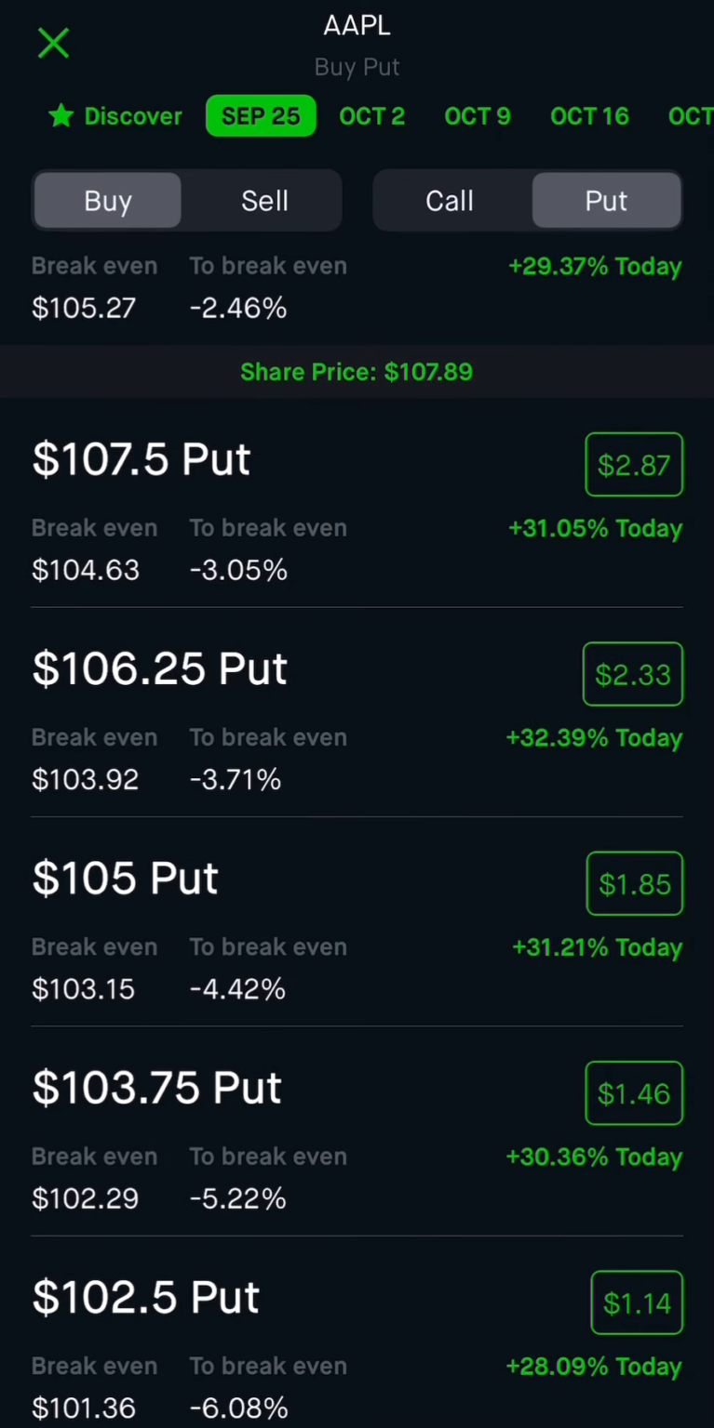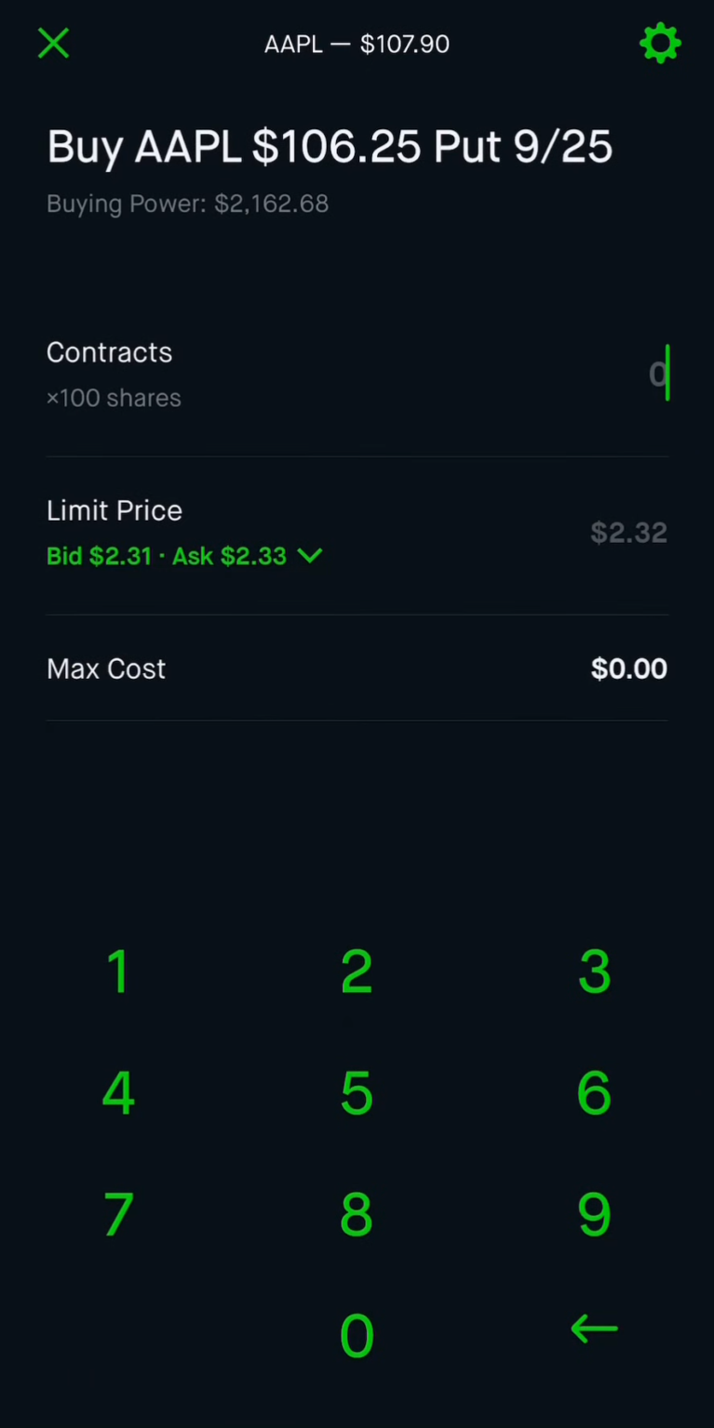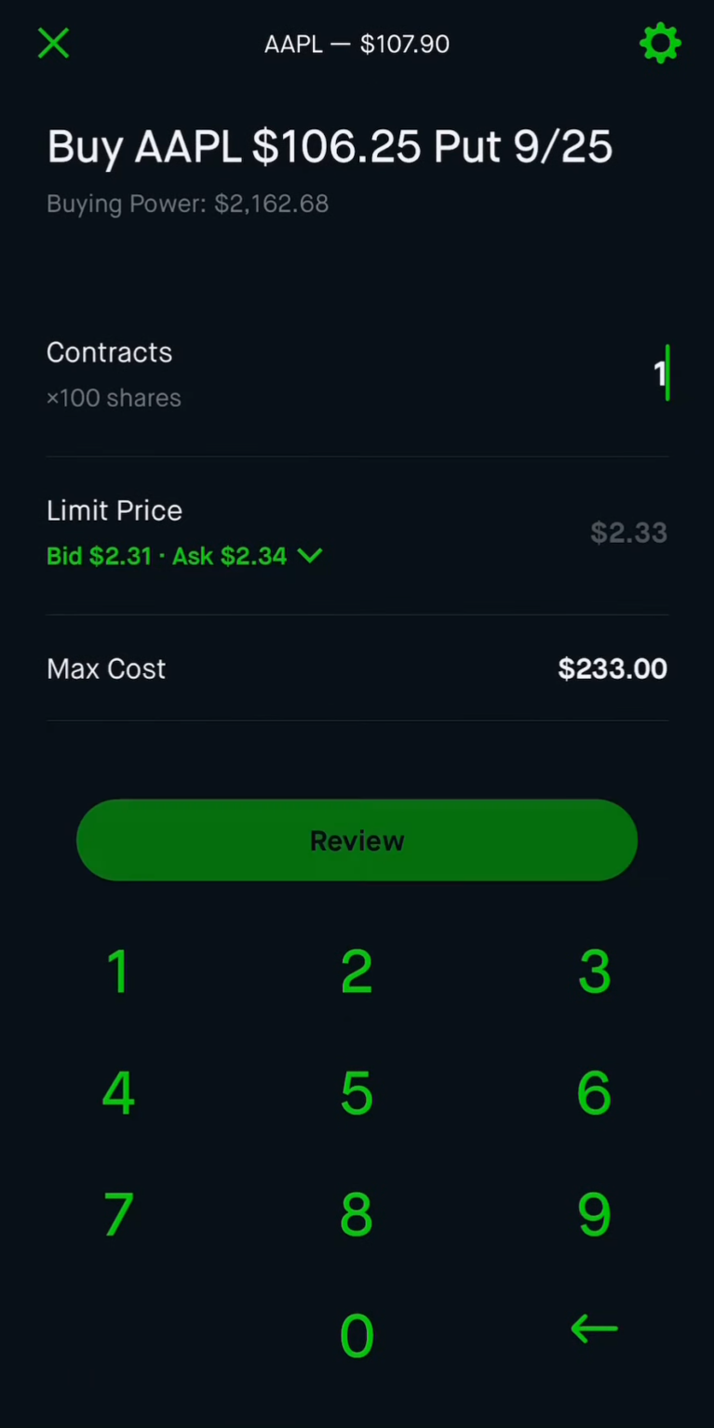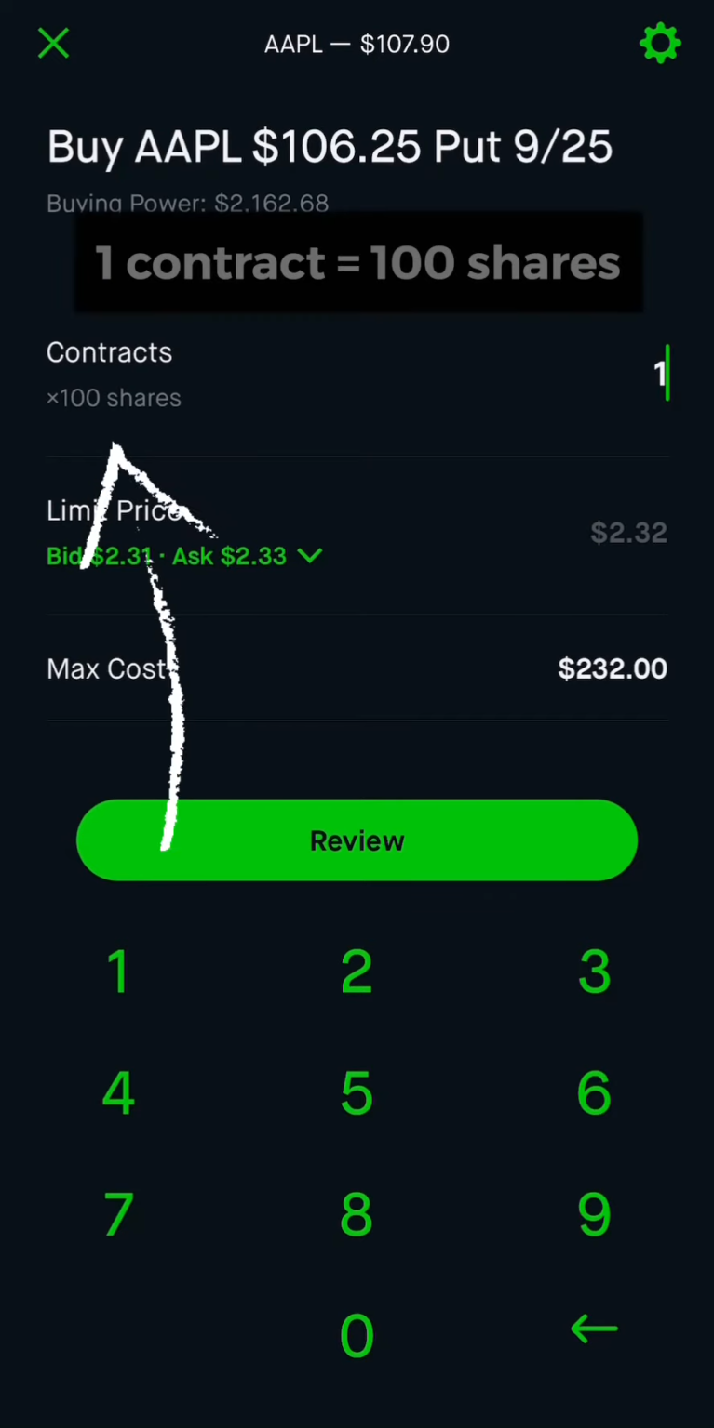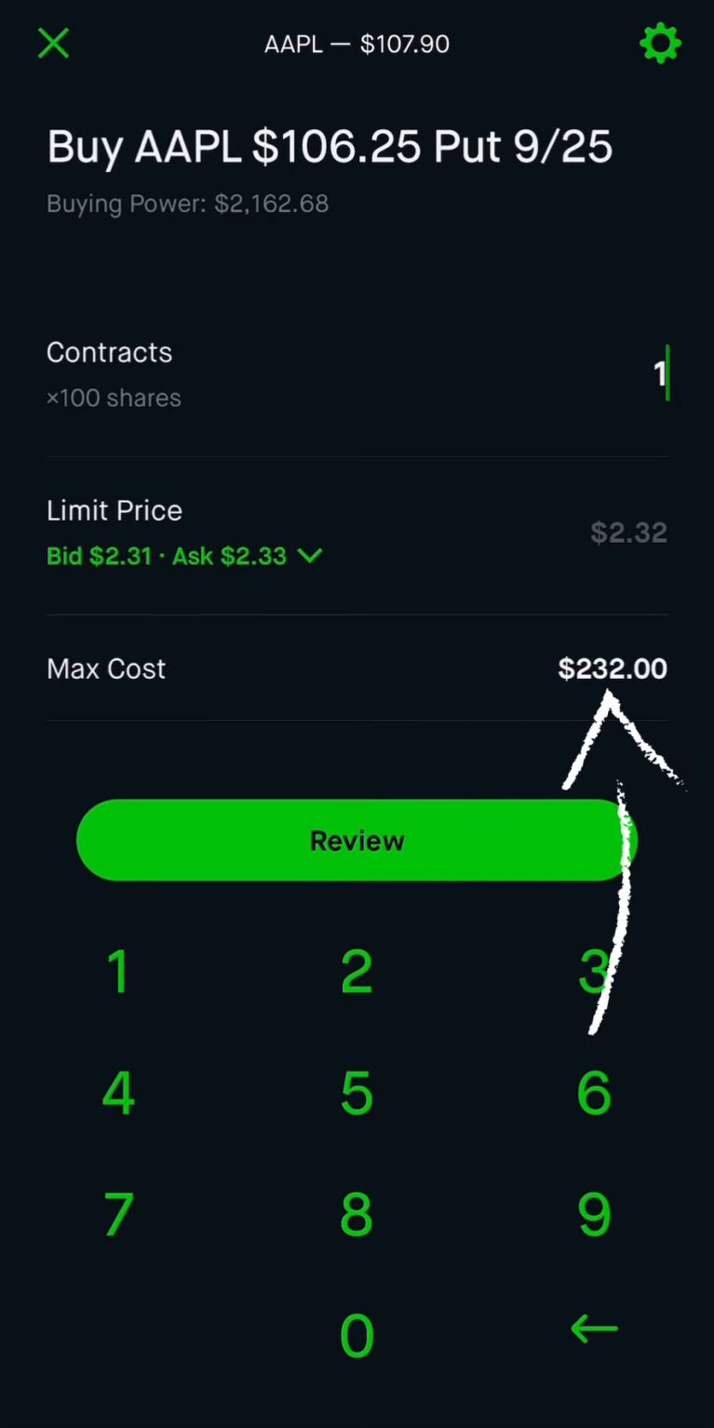So let's just say we want to do the put. We think it's going to be going down 3.7%. So we click on this one, and when you buy one contract, it's automatically going to do 100 shares. So that's the least you can buy. The max cost is at least $233 you're going to have to pay. Right? So you got to make sure you at least have $233. That's actually a small amount when it comes to options.